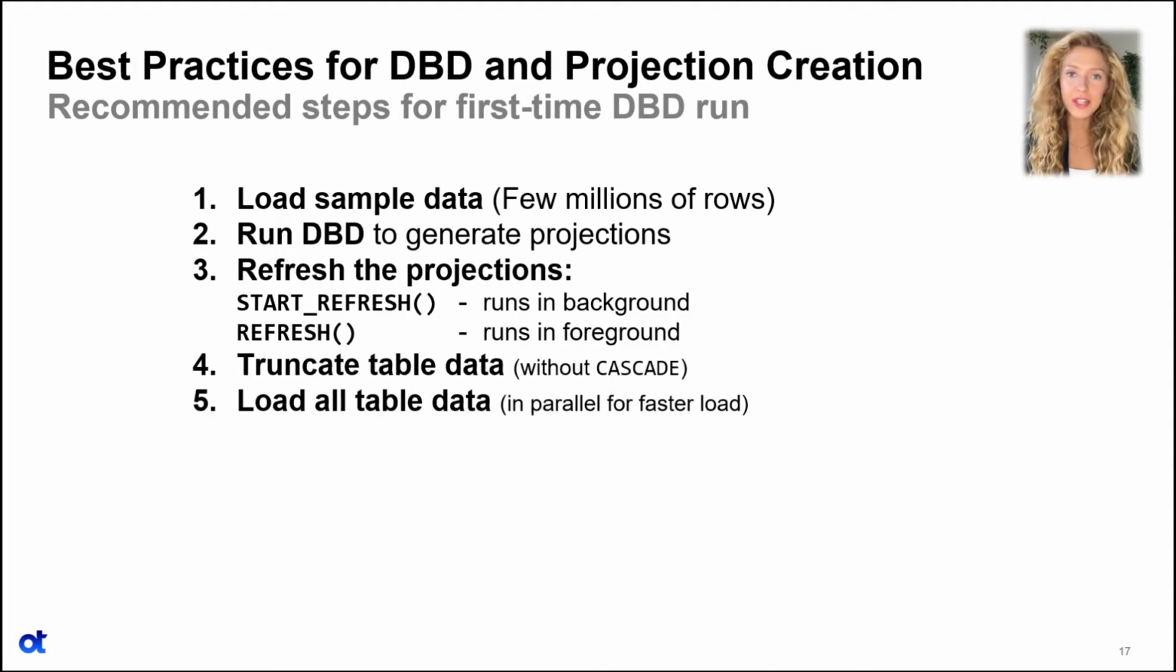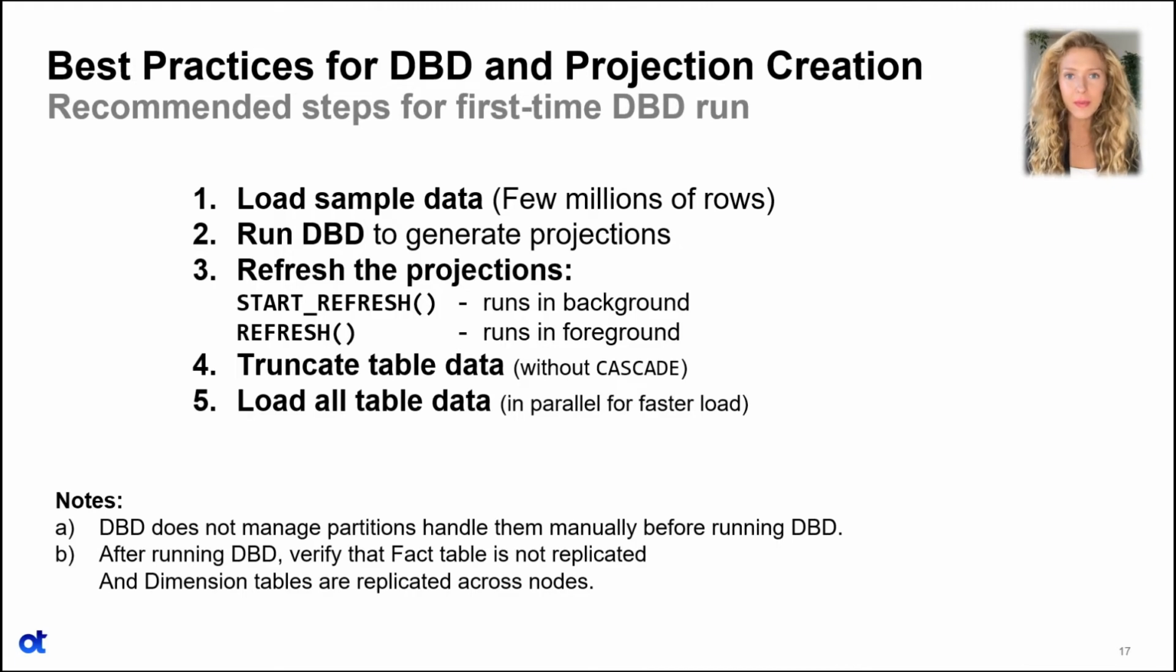Vertica uses partitioning to optimize load and query performance by storing data in ROS containers. Partition pruning improves query speed by scanning only relevant data. Please note that DBD does not manage partitions. You must define them manually.